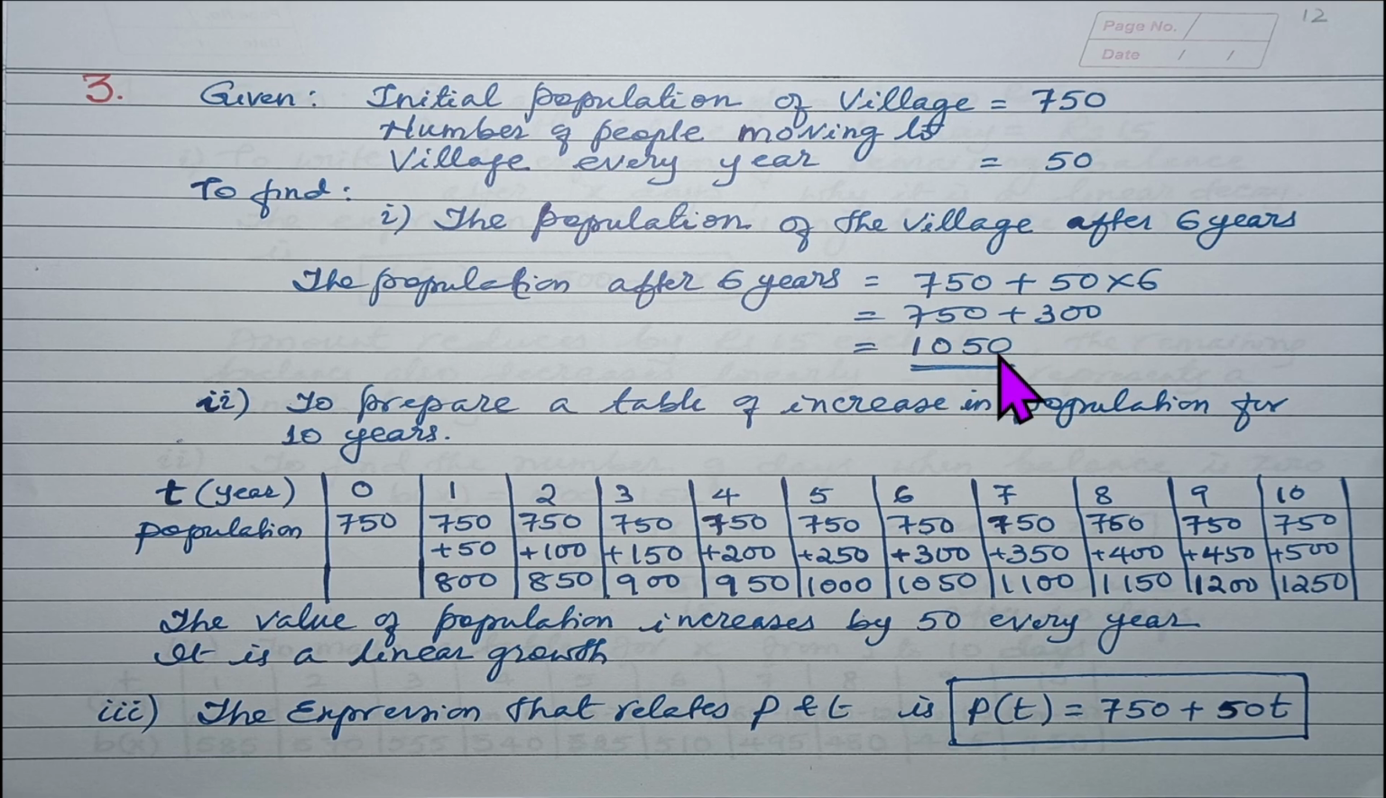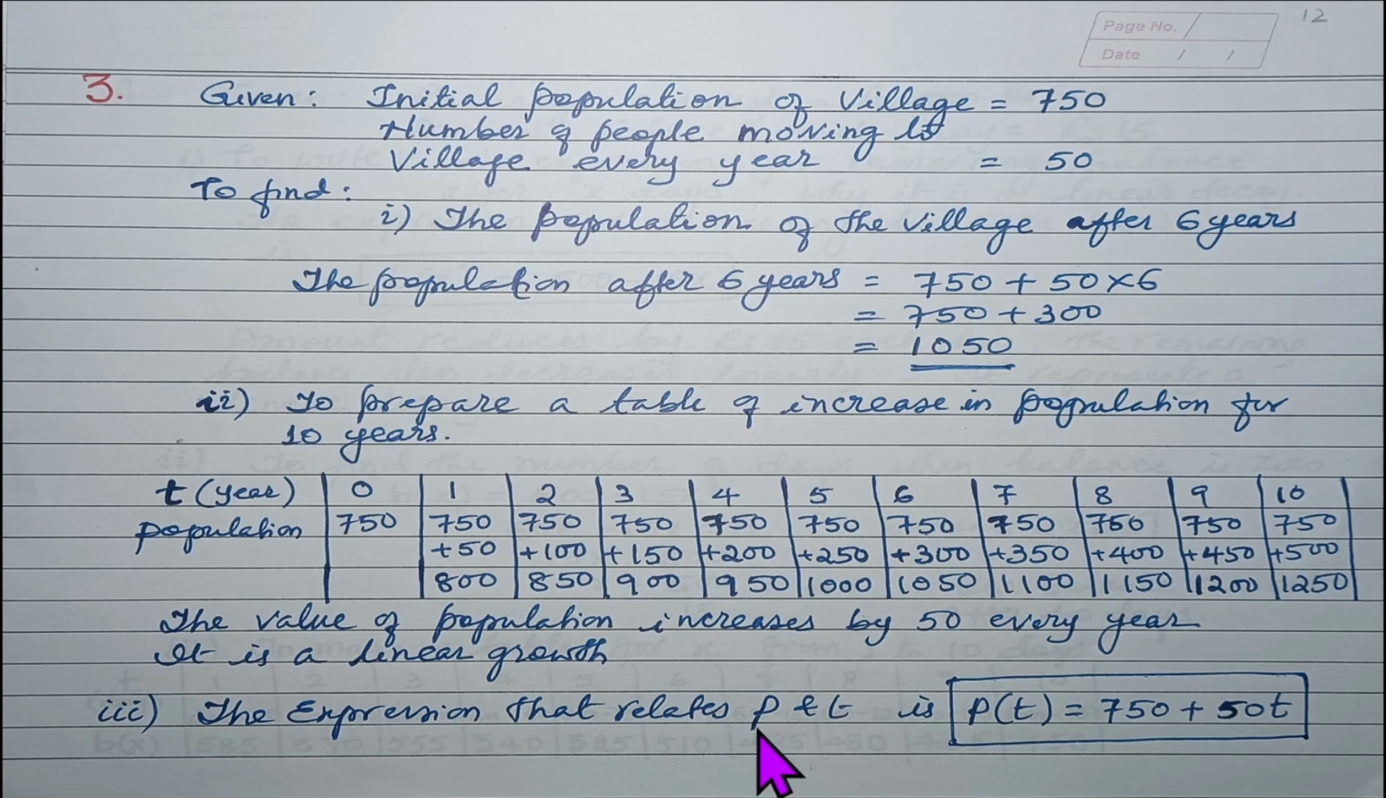Now we have to prepare a table of the years and the population increase of that village, and therefore I have made a table of 10 years here, and the increase of 50 every year becomes 1250 in 10 years. So the table is very clearly self-explanatory here, so you can just follow that. The value of population increased by 50 every year, therefore it is a linear growth. Definitely there is a linear growth here.